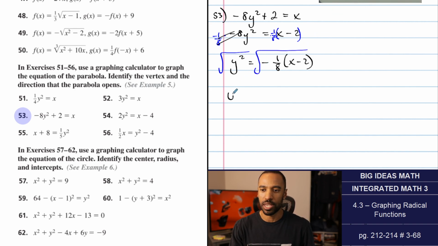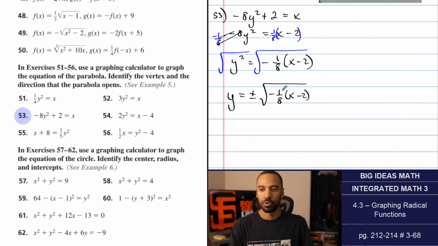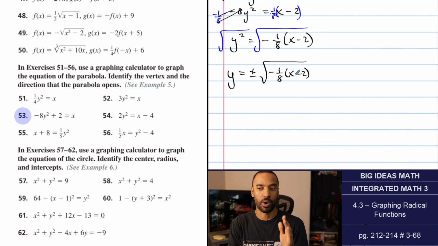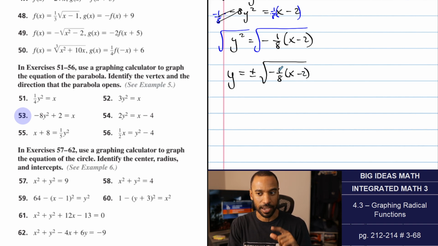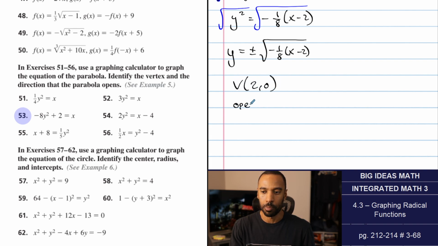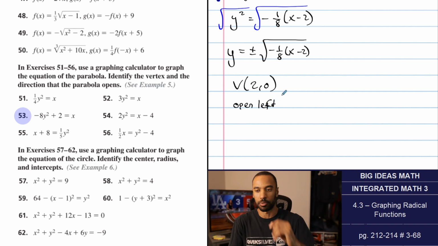And take the square root of both sides, you get plus or minus the square root of negative 1/8 times x minus 2. Again, when all's said and done, when it comes to graphing, what I know is this graph is going to go 2 to the right. It's going to be horizontally stretched by a factor of 8, and it's going to be reflected across the x-axis. Before I even use the graphing calculator, the vertex is going to be at 2, 0. And this graph is going to open to the left, and rather sharply. It's going to be a leftwards facing parabola like that.